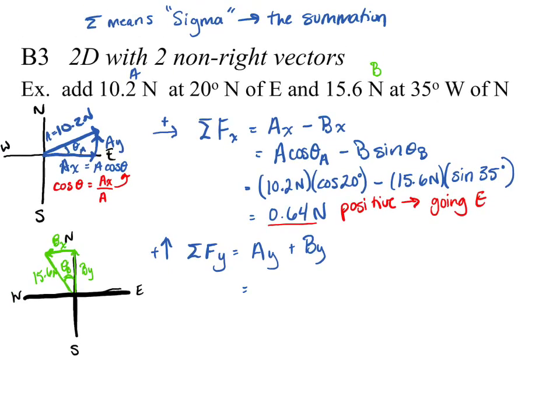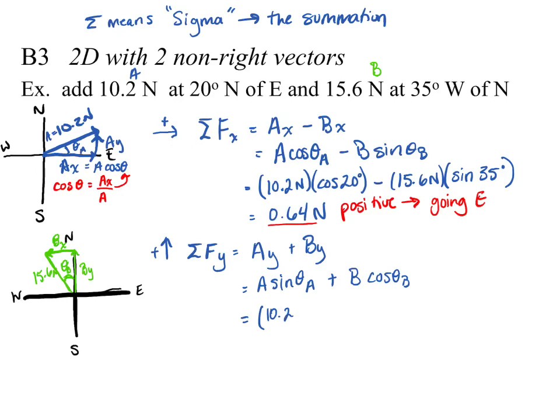And then we're going to do a similar thing. So A in the y direction is now on the opposite side. So I'm going to take A, the hypotenuse, and multiply it by sine of theta A, and that should get me A in the y direction. And then with B, B is on the adjacent side, so I'm going to take the hypotenuse, B, and multiply it by cosine of the angle for B. Okay, so let's plug our numbers in here.